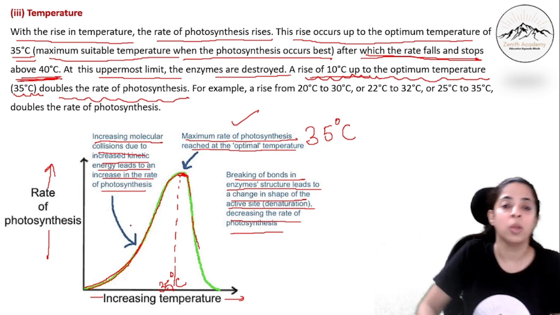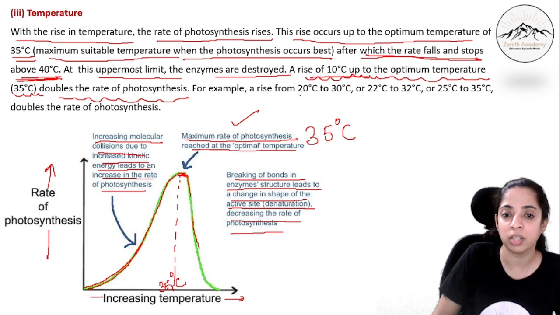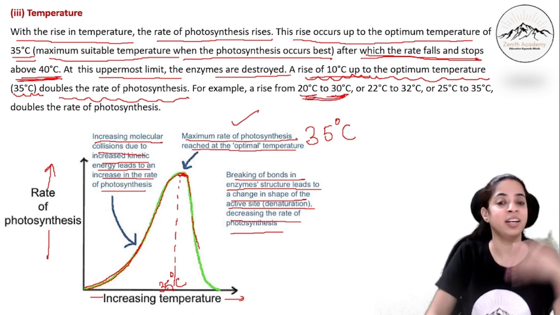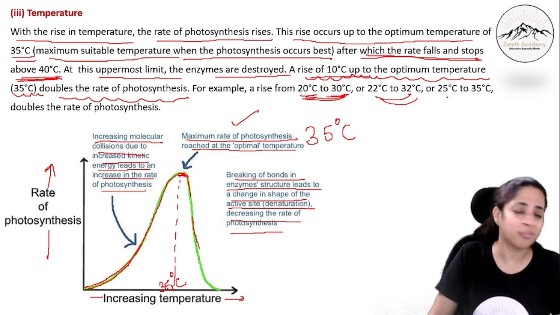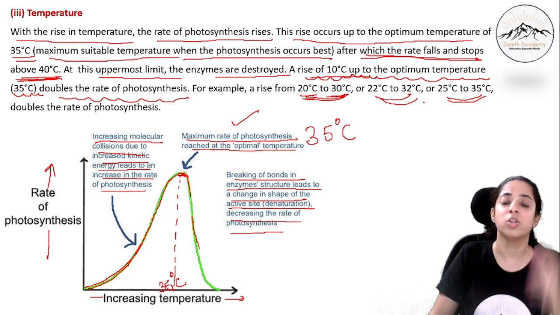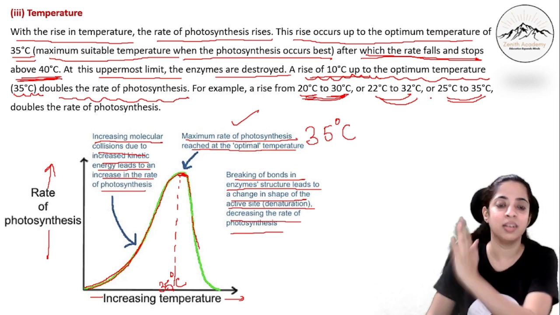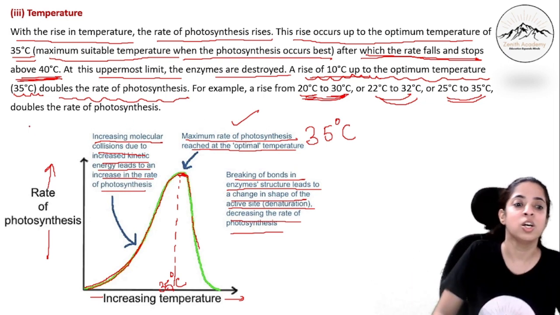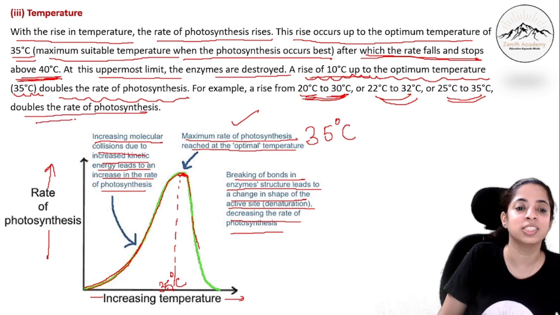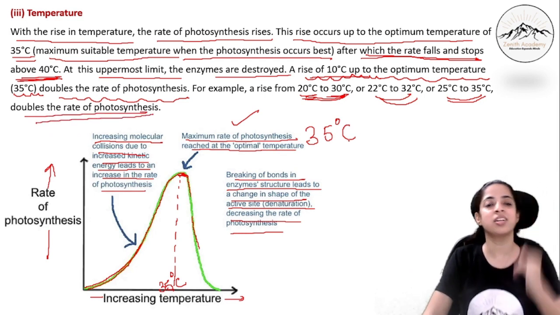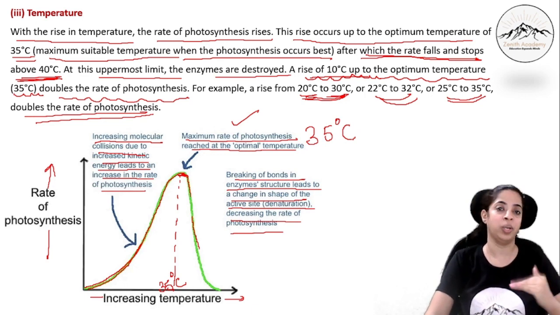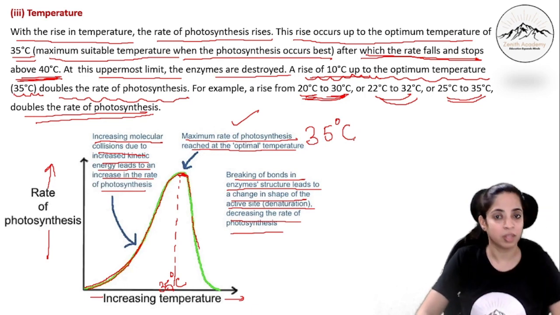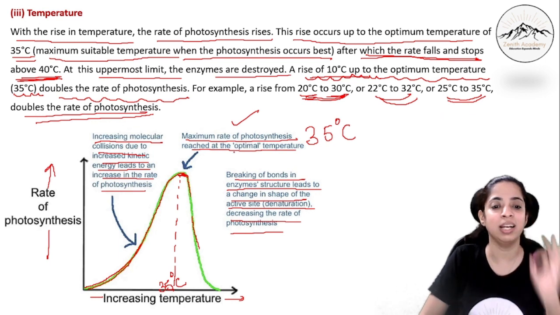For example, if you take the temperature from 20 to 30, so from 20 to 30 there is a 10 degree rise, or from 22 to 32, or for example 25 to 35. So here you can see there is a 10 degree rise in the temperature. Here the rate of photosynthesis keeps on doubling. So when you increased the temperature from 20 to 30, the rate becomes double the earlier rate at 20. But this happens only till 35.